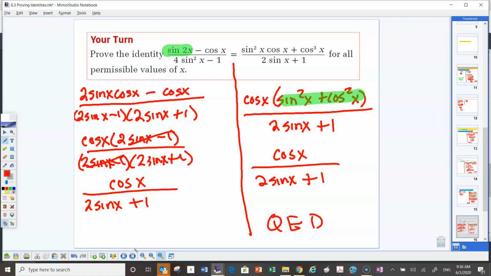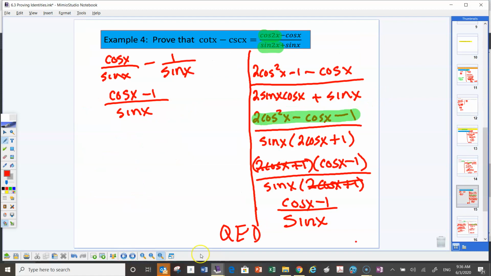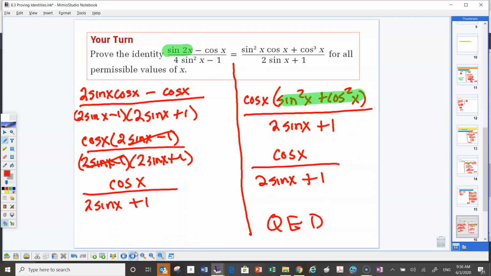So again, we've covered a number of strategies in this second half of proving identities: getting rid of the double angle identities, multiplying by the conjugate. We had some factoring here. We had some factoring of a quadratic here. So you just have to be aware of the different situations as you attack these problems.